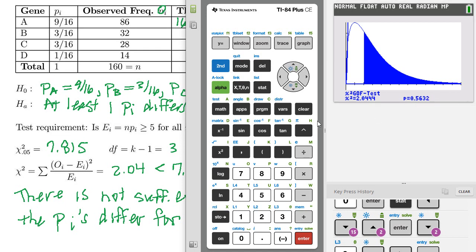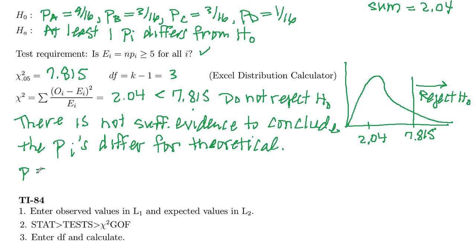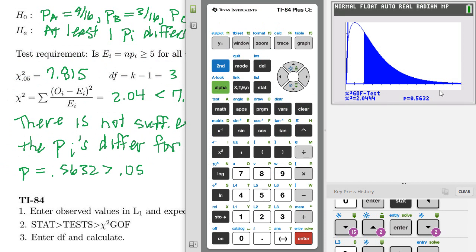That's greater than 0.05. So there's our chi-squared 2.0444. That agrees with what we got here. And then our p-value is 0.5632. So we note here that our p-value is equal to 0.5632. That is greater than 0.05, which was our alpha. So again, we do not reject H0. It drew this area past the 2.04. So it's not sketching the rejection region, it's sketching the p-value when you ask it to draw. If you do calculate, it'll just give you these values without the drawing.